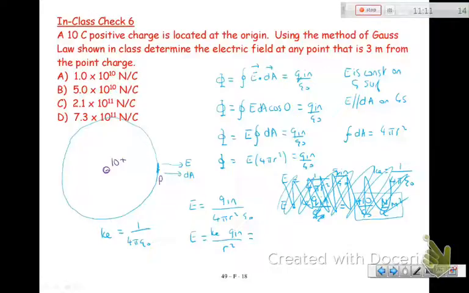So that's going to be, what's Ke, times Q in over r squared, which equals 1 times 10 to the 10 newtons per coulomb. Yep. So, not bad.